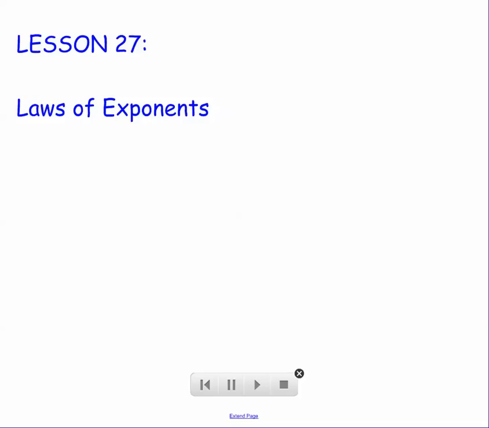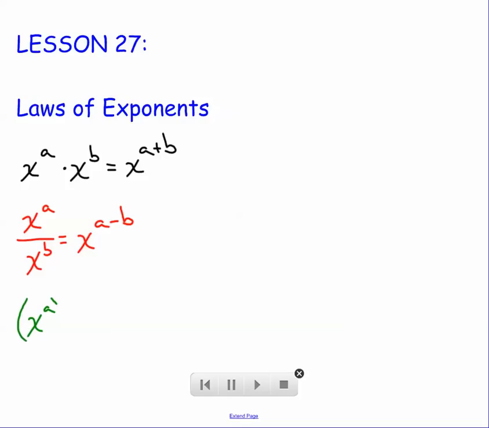We're getting into some real abstract thinking now, some real algebra here. So let me lay out these properties for you that we're going to use today. Three properties we're going to use today. X to the a power times x to the b power is x to the a plus b power. X to the a power divided by x to the b power is x to the a minus b power. And lastly, x to the a power raised to the b power is x to the a times b power.